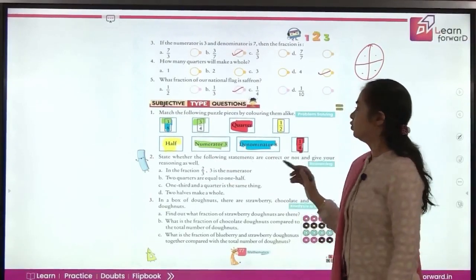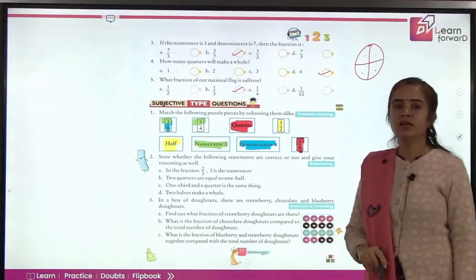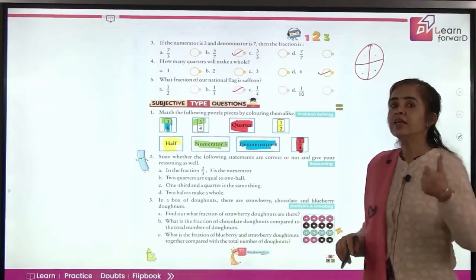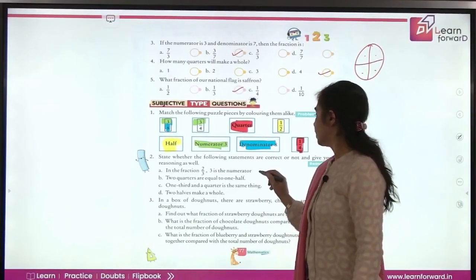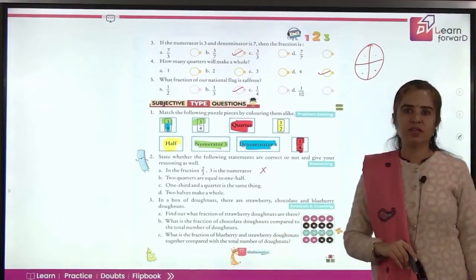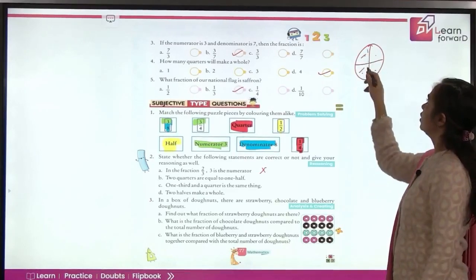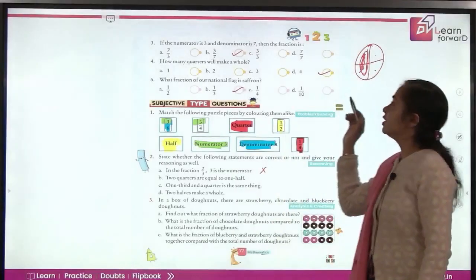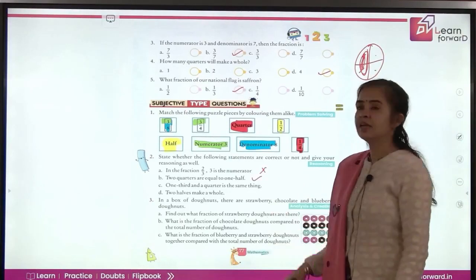Now state whether the following statements are correct or not. And you have to give reason also. In the fraction 2 by 3, 3 is the numerator. So what is the numerator? The upper number 2 is the numerator. So this is incorrect. 2 quarters are equal to 1/2, is it? Let's see in the picture again. 1 quarter, 2 quarter. If you shade them. So what is this equal to? It is equal to half. Yes, that means it is correct.